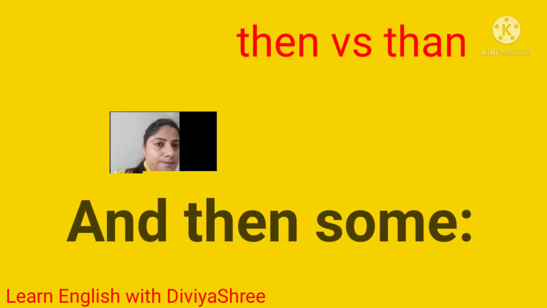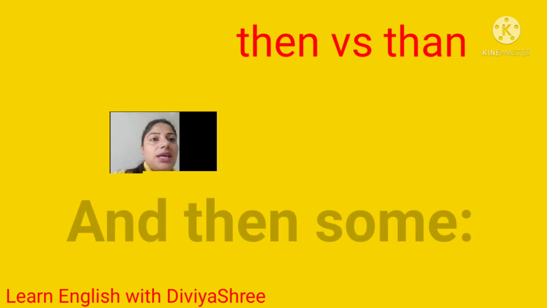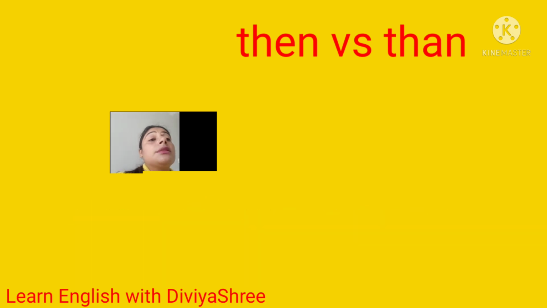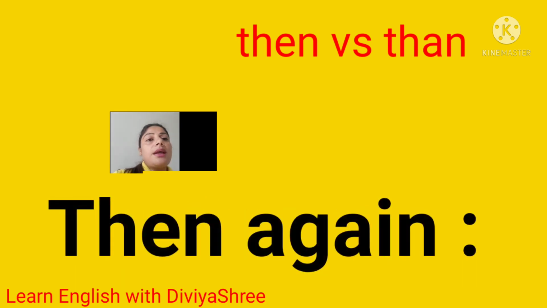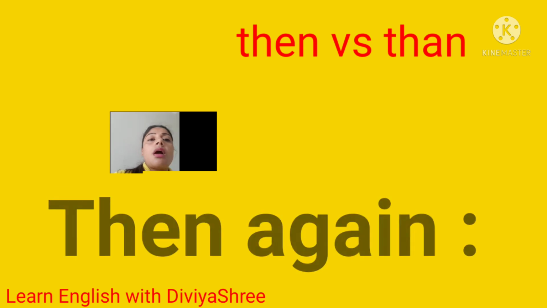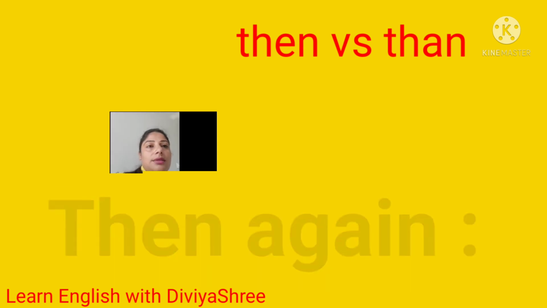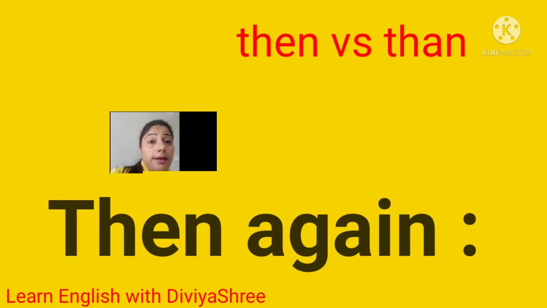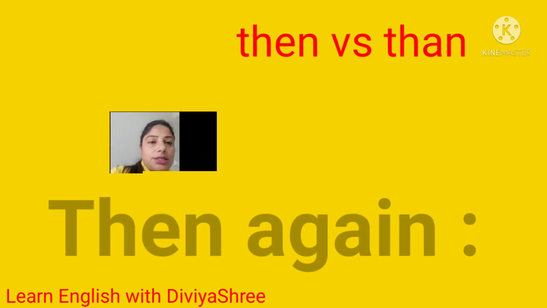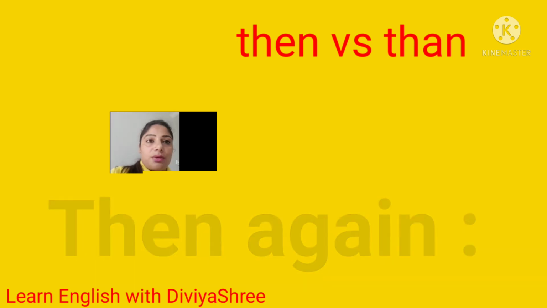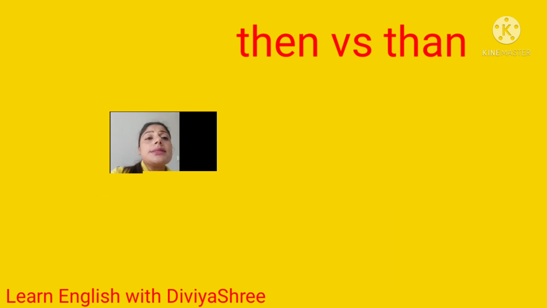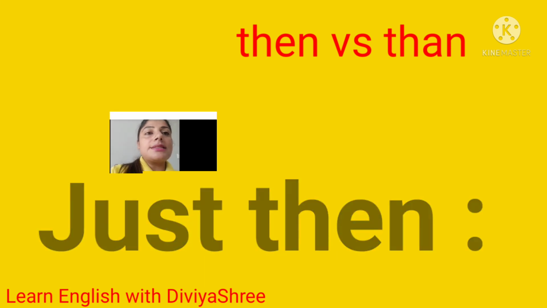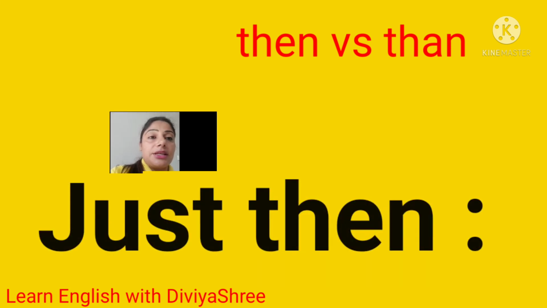Then again means however. We sometimes say however, so we can say then again. Then again means when someone is doing something and then again started doing the same thing, however. And just then means suddenly, when someone is doing something and suddenly something happens. So you can say just then.